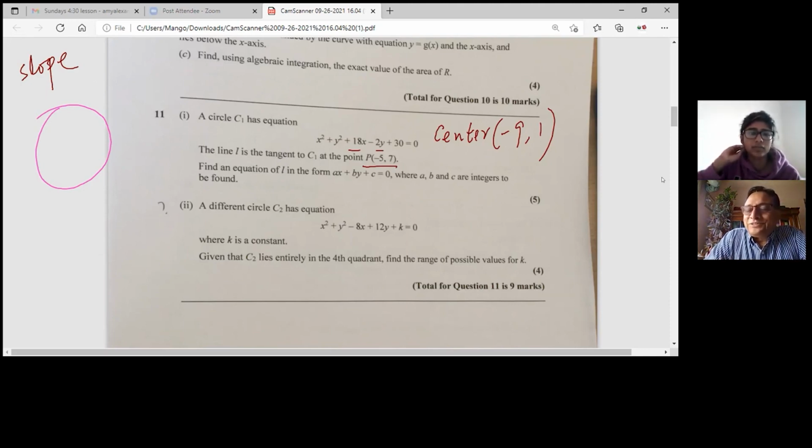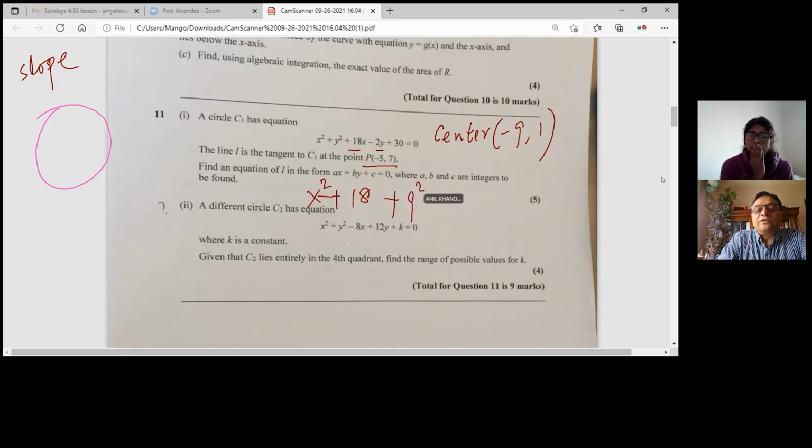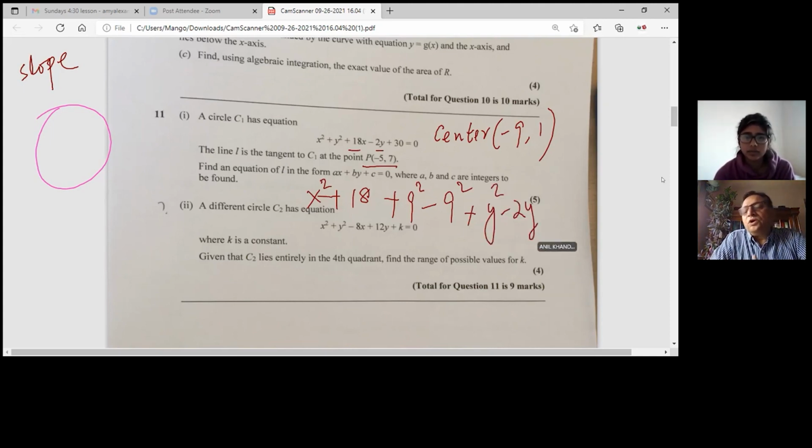For the benefit of the students, let me tell you how they can find the center. Basically, you're going to complete the square. So you write this as x squared plus 18x. Half of 18 is 9, so you'll add 9 squared and subtract 9 squared. On the other side, we have y squared minus 2y. Half of 2 is 1, so we'll add 1 and subtract 1, correct? And plus 30, equals 0.